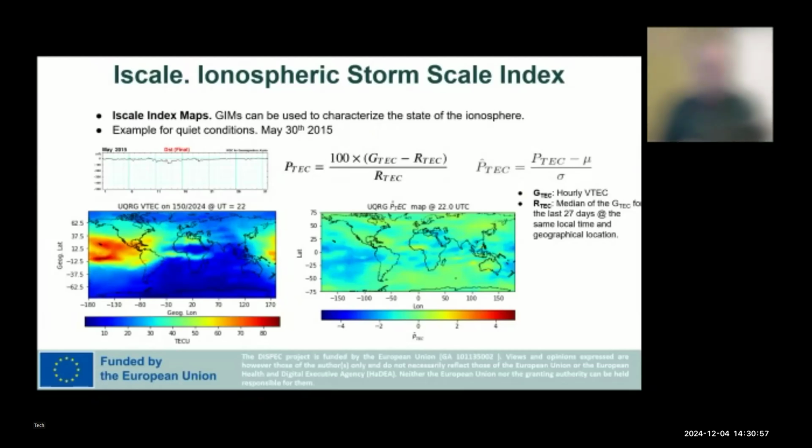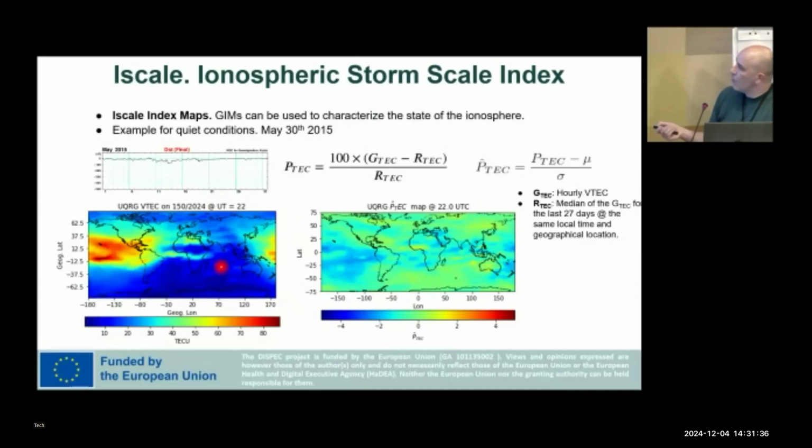Another product which I mentioned before is the ionospheric storm scale, which is basically you take global ionospheric maps, you compute the hourly VTEC, and you just compare with respect to the median of that value for the last 27 days, and then you normalize this with the median and the standard deviation for different seasons, and you get this index, which basically tells you at every location on the same day how different the VTEC is there with respect to previous days.